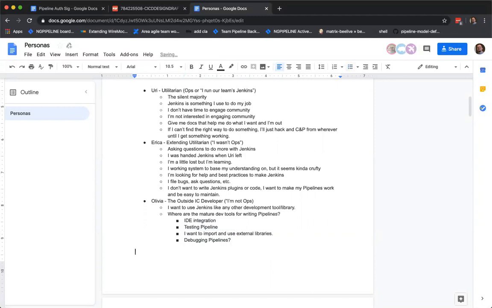The question is, when people start doing shared libraries and external libraries, what are they trying to achieve? And can we create something that would make them more likely to use external tools than shared libraries?